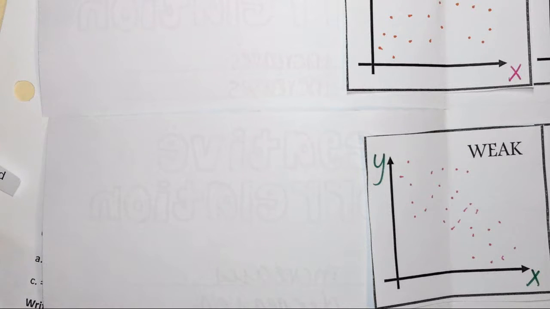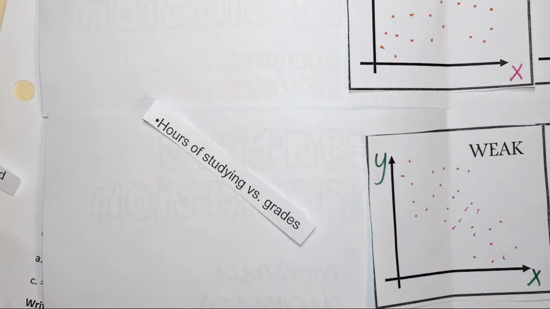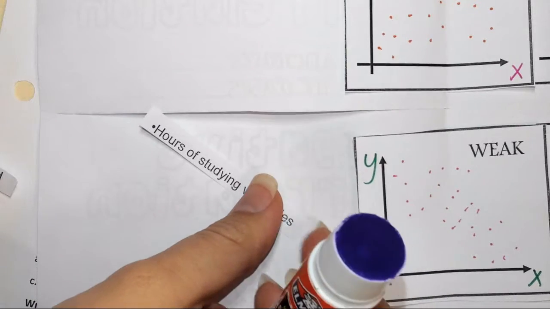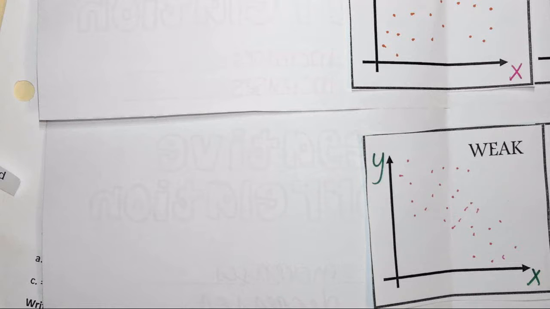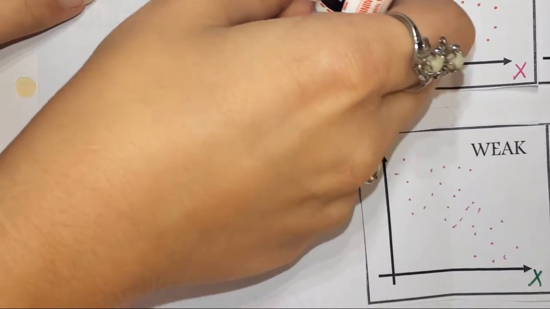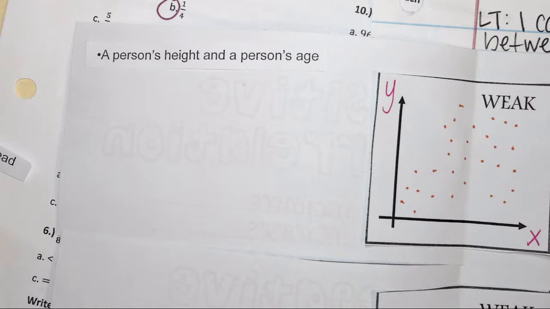Okay. Hours of studying versus grades. Positive, negative, or no correlation? Positive. No. But you can. They'll need that later. That table will.